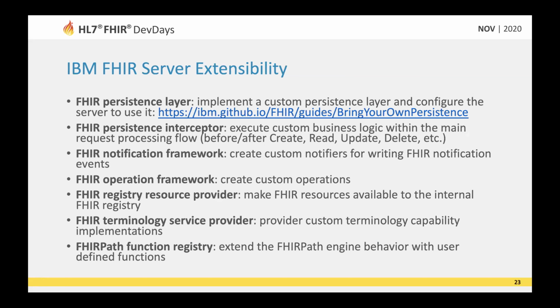This is a mechanism that can be used to execute your own custom business logic within the main request processing flow. So before or after a create interaction, a read interaction, update, delete, etc., you essentially create a FHIR persistence interceptor, you package it into a jar, you drop it into the user lib directory, and your FHIR server will start up and pick that up, and it will execute your code in the main synchronous request processing flow.